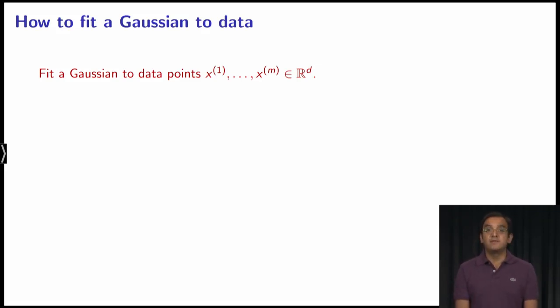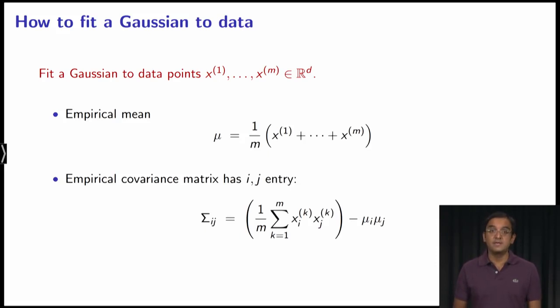Okay, so we have a little bit of insight now into multivariate Gaussians. Let's turn to a somewhat more concrete and practical question, which is how do you fit a Gaussian to data? Okay, so we have a bunch of data points in d-dimensional space. Let's call them x1 through xn. How would you go about fitting a Gaussian to them? Well, it's quite simple. Just compute the mean and covariance of these points. Those are the parameters, mu and sigma, of the Gaussian.